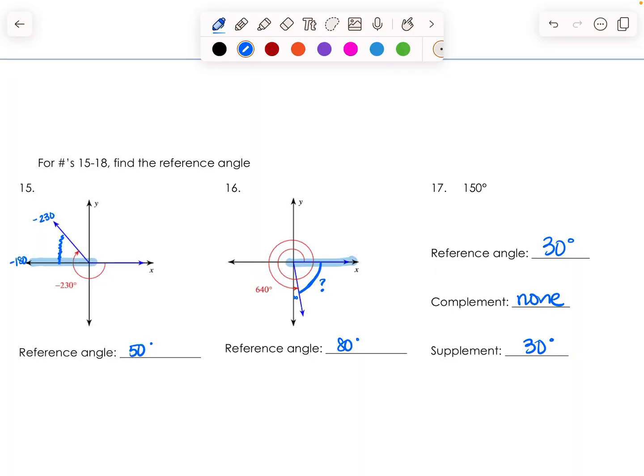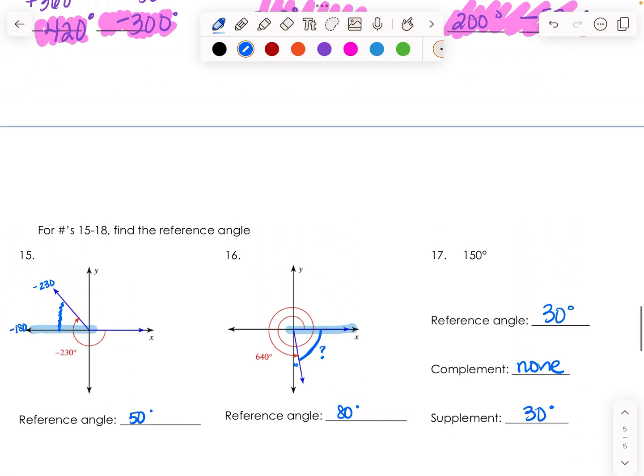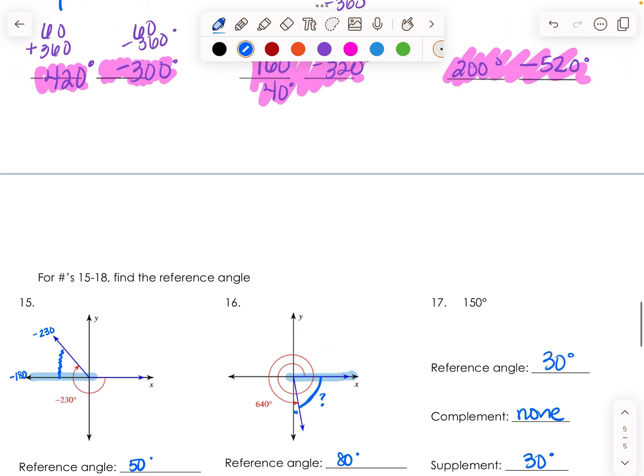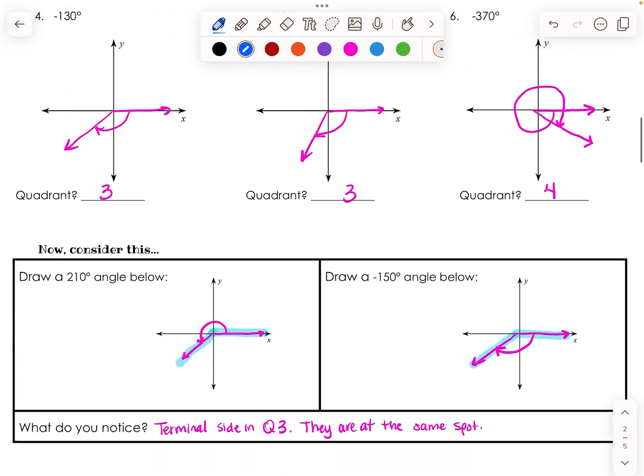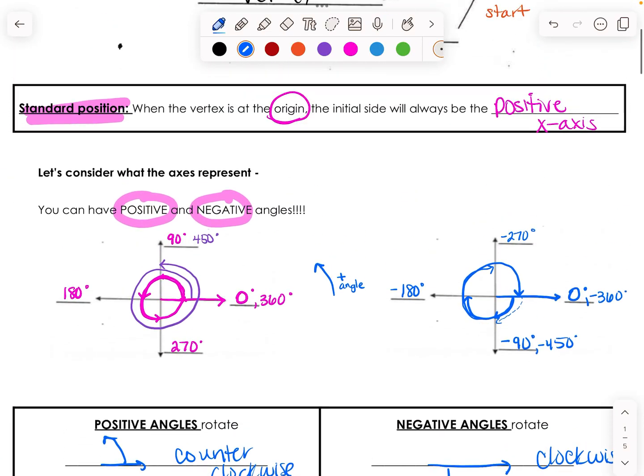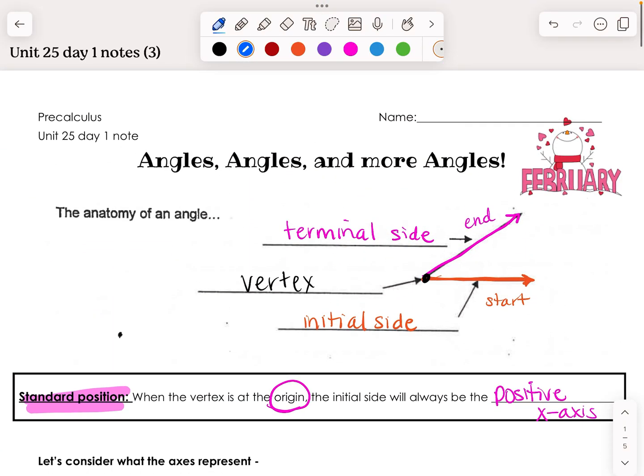All right, that is going to be the beginning of, we haven't gotten to it yet, but the unit circle. Just drawing angles, having angles drawn on the XY axis. Homework's there. Let me know if you have any questions.